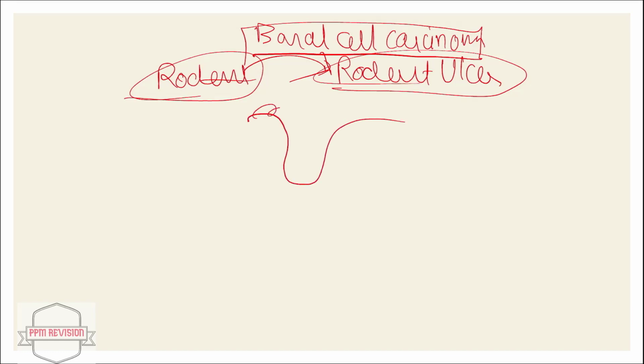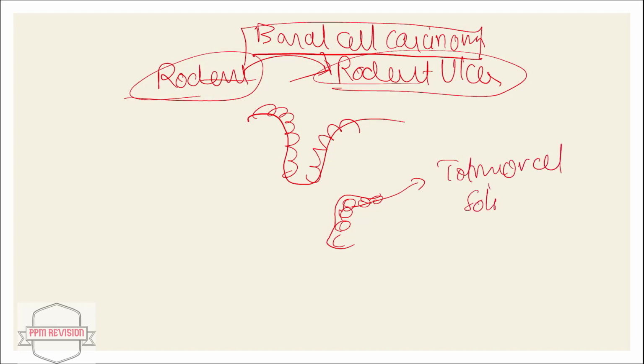So looking at the diagram here, just drawing the cells, there's also presence of tumor cells mainly. There are tumor cells arranged in a solid pattern, and there's also presence of palisade arrangement.